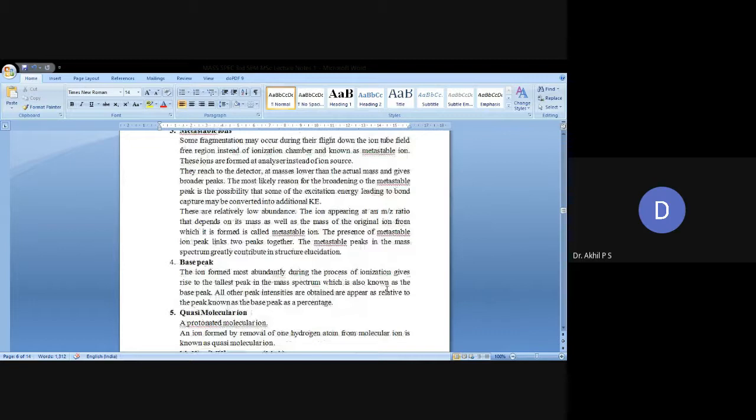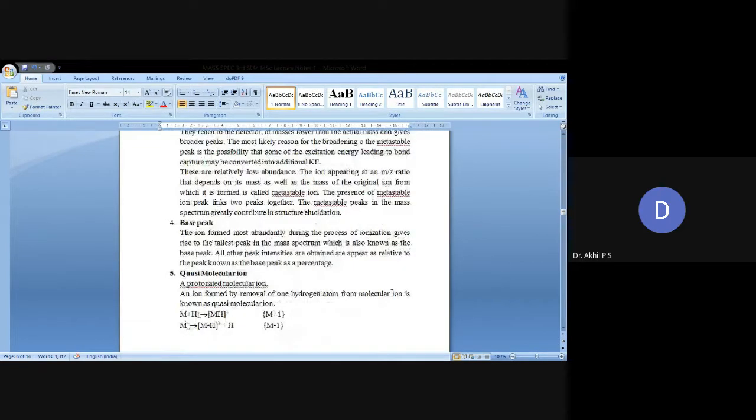Next, base peak. The ion formed most abundantly during the process of ionization gives rise to the tallest peak in the mass spectrum, which is also known as the base peak. All other peak intensities appear relative to the base peak, as a percentage. Quasi-molecular ion: a protonated molecular ion is known as a quasi-molecular ion. An ion formed by removal of one hydrogen atom from the molecular ion is also known as a quasi-molecular ion. M plus H plus gives MH plus; M plus gives M minus H plus.